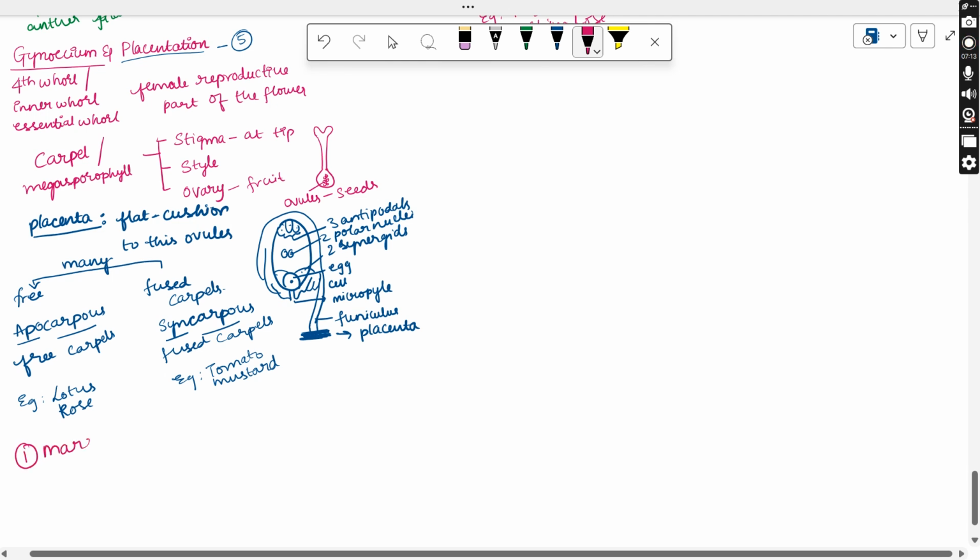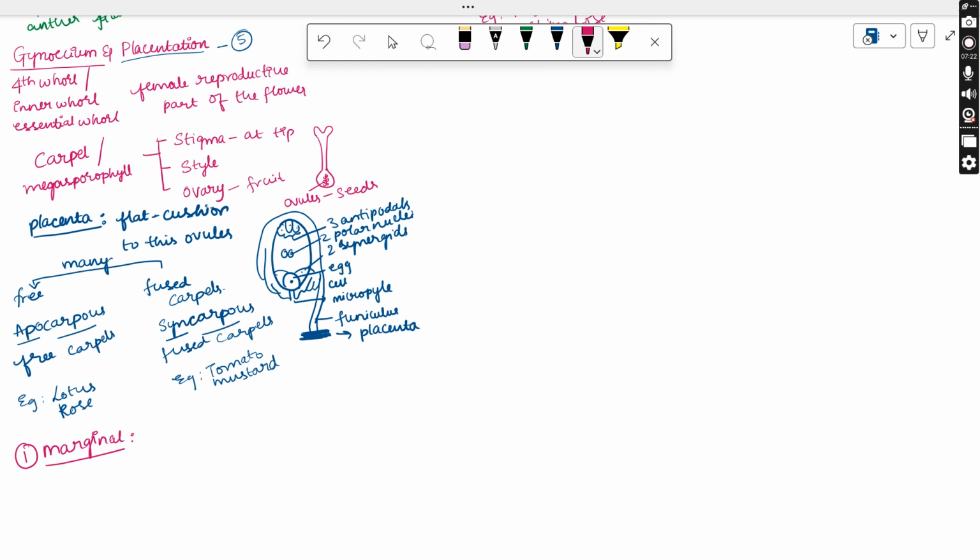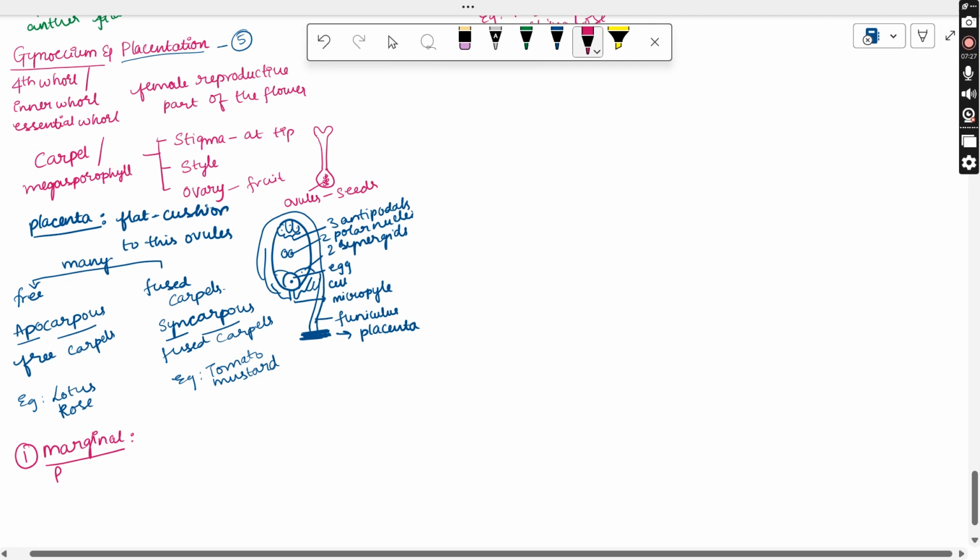The word itself is indicating what is meant by marginal. So all these ovules are attached to the margin, or at the edge part, or the ridge. Mostly this type of placentation can be seen in the pea plant. If you try to observe the fruit of this pea plant, we call it a pod.